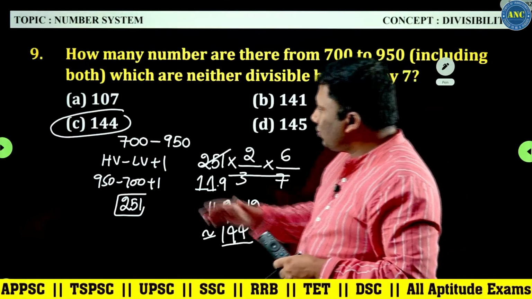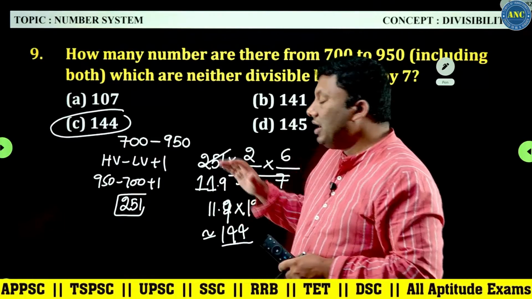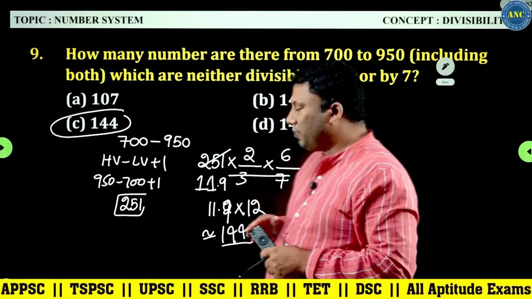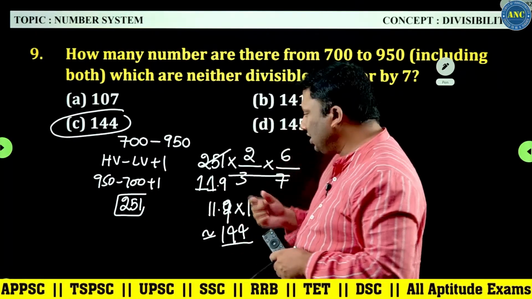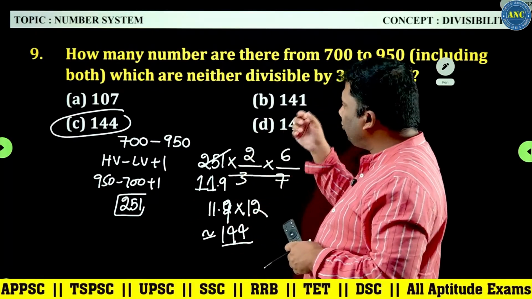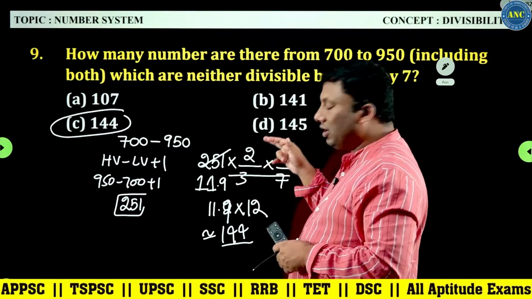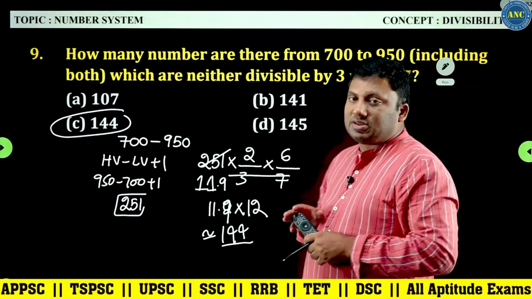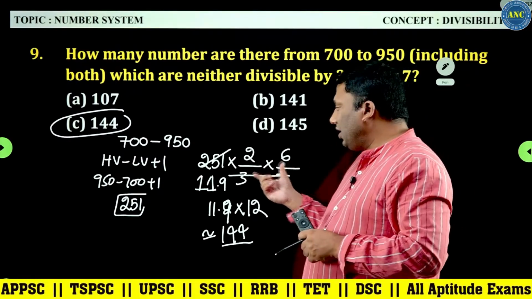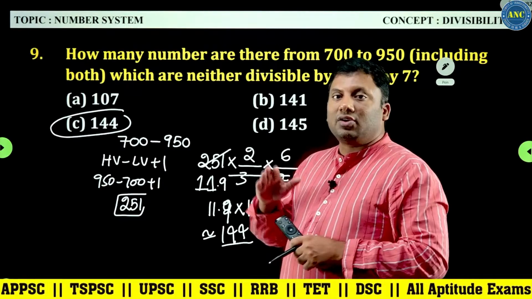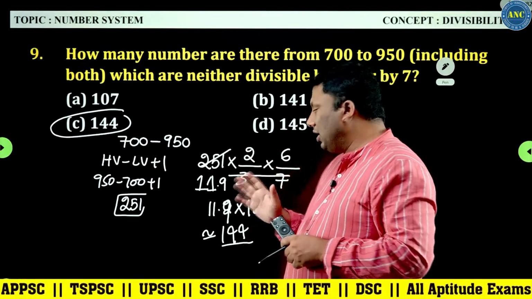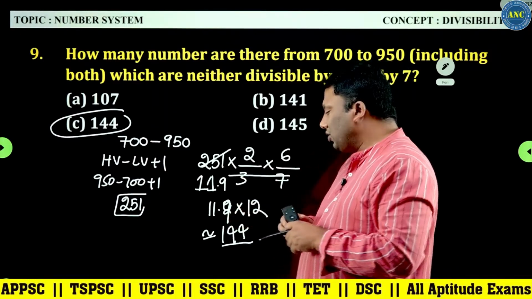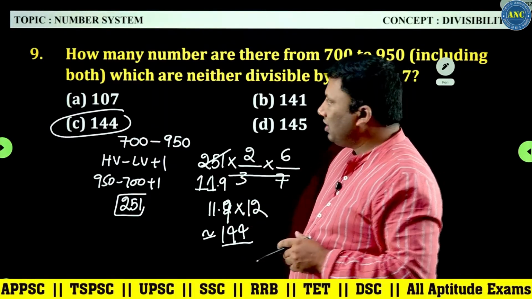The idea is clear. Smallest number is 700, highest number is 950. Highest value minus lowest value plus 1. Total 251 numbers are there. In the 251, for every 3 numbers, 1 number is divisible. How many are not divisible? 2. Out of 7 numbers, 1 number is divisible. How many are not divisible? 6. 21 ones are 21, 41, 200. 21 nines are 189. 11.9 is closer to 12. 12 12s are 144.